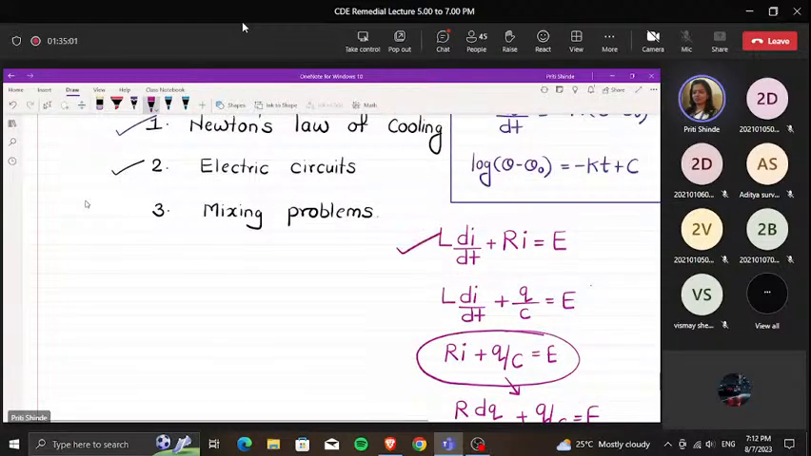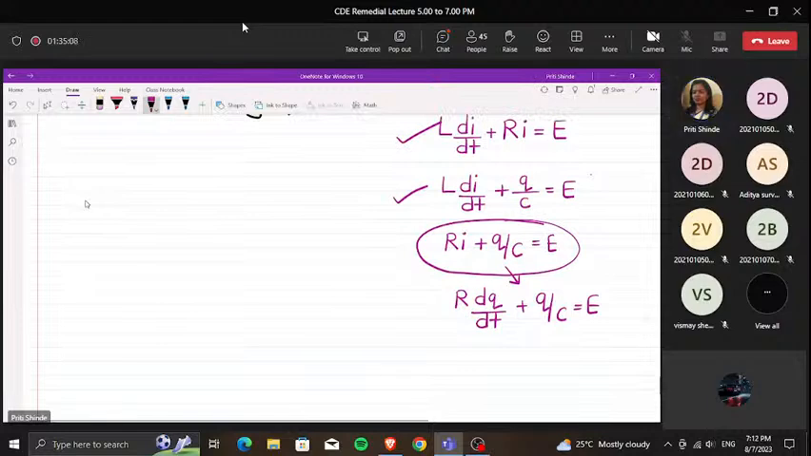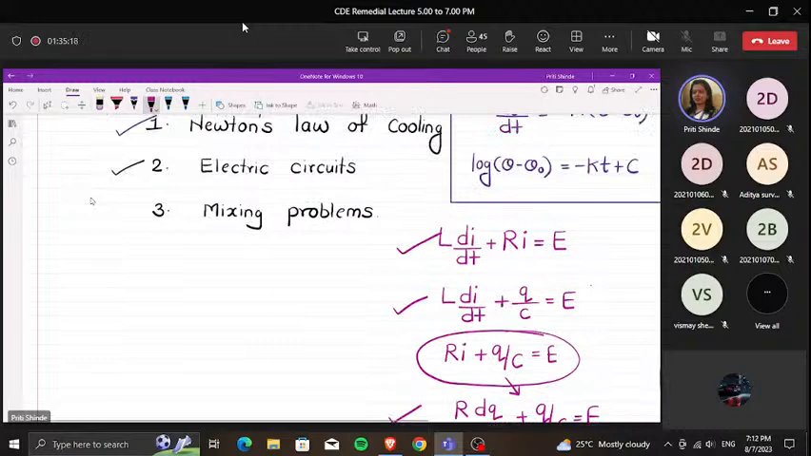LR circuit, use this differential equation. LC circuit, use this differential equation. RC circuit, use this differential equation. All are linear, so linear in i or linear in Q. Solve your differential equation. These are the problems based on electric circuits. Understood, everyone? Any doubt?